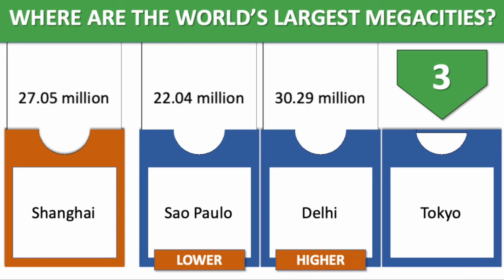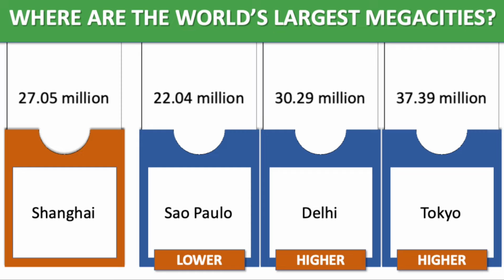We're looking at Tokyo this time. So is Tokyo higher or lower than 30.29 million? Okay, let's have a look. It is higher, so it is our world's most popular city with 37.39 million people. Well done if you got those correct.